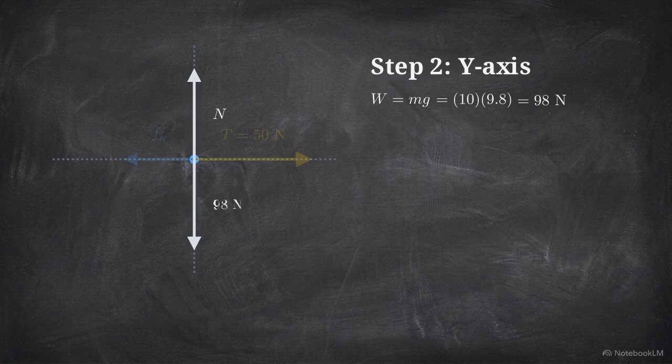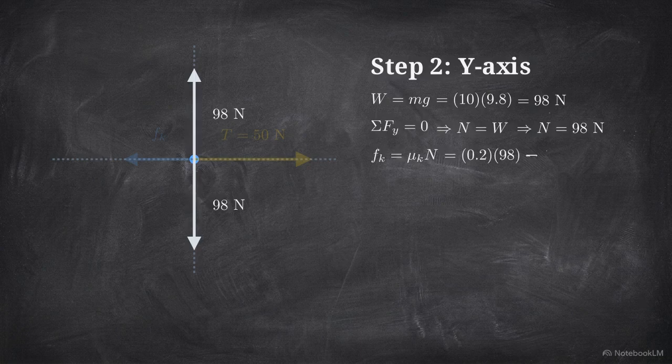Step 2 is isolating the y-axis. The 10-kilogram block has a downward weight of 98 newtons. Because it isn't moving vertically, the upward normal force is also 98 newtons. We multiply that normal force by our 0.2 coefficient, yielding a kinetic friction force of 19.6 newtons to the left.